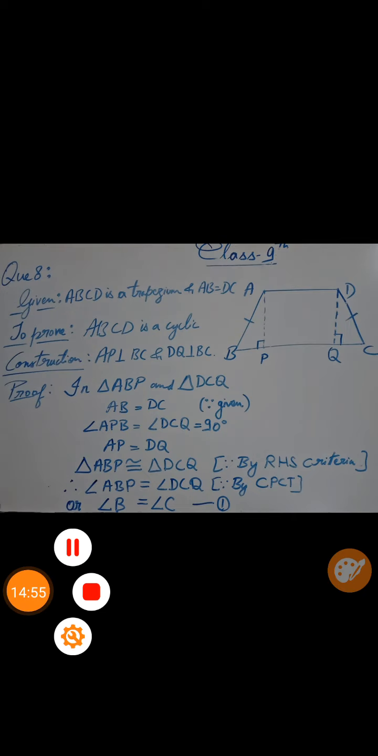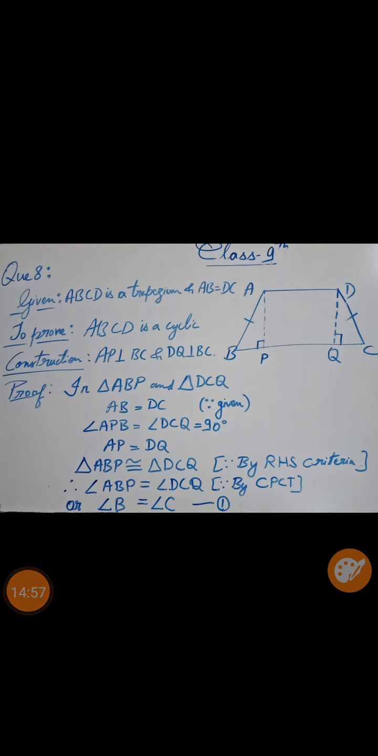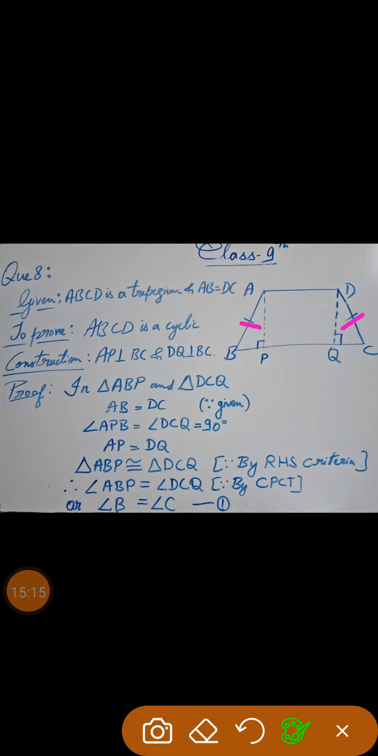Now come to question number 8. If the non-parallel sides of a trapezium are equal, prove that it is cyclic. So it is given that it is a trapezium and the non-parallel sides are equal, which means AB is equal to CD. We know that in a trapezium one pair of opposite sides is parallel. So ABCD is a trapezium, AB is equal to DC. This is the given part. What we need to prove? We need to prove that ABCD is cyclic, a cyclic quadrilateral.